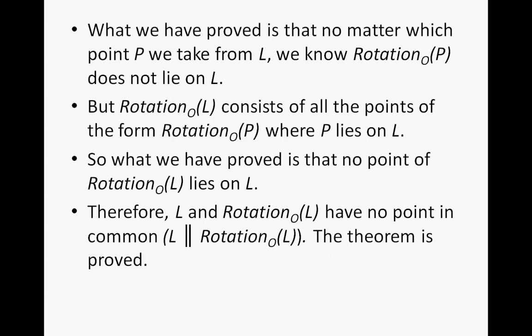And therefore L and their rotation have no point in common. And if that's the case, if they have no point in common, then these two lines have to be parallel because they're not going to intersect. And therefore, we have proved that when you rotate a line 180 degrees, you form parallel lines.